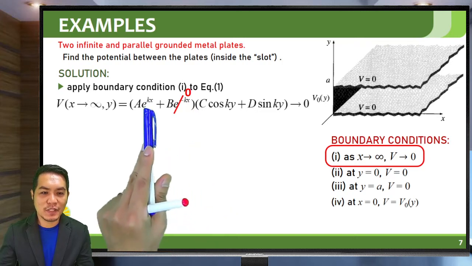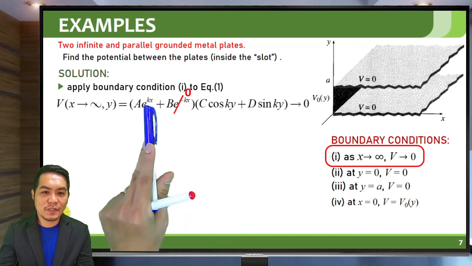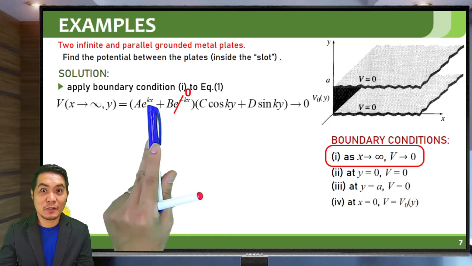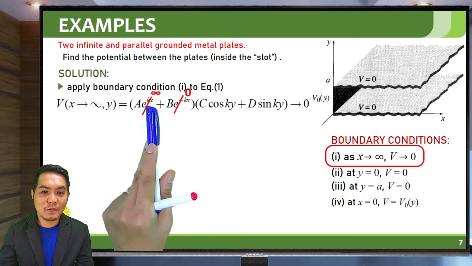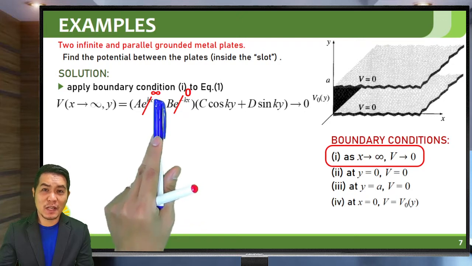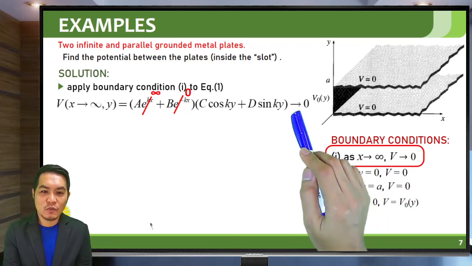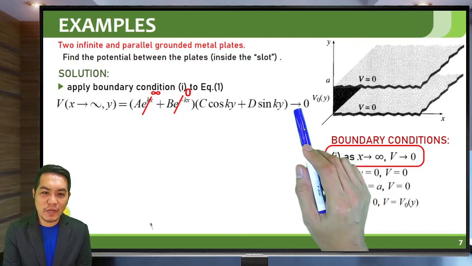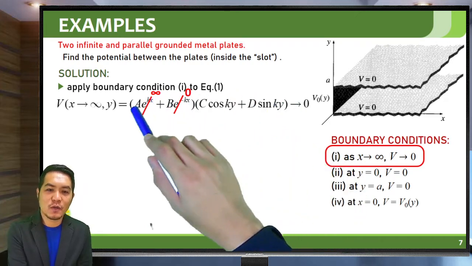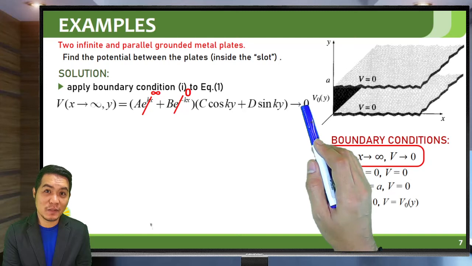How about the first term here in x? You will notice as x approaches infinity, the term e to the kx becomes e to the infinity. So this term actually approaches infinity. It will blow up at infinity. It will become very, very big. And how do we make this whole term approach 0?